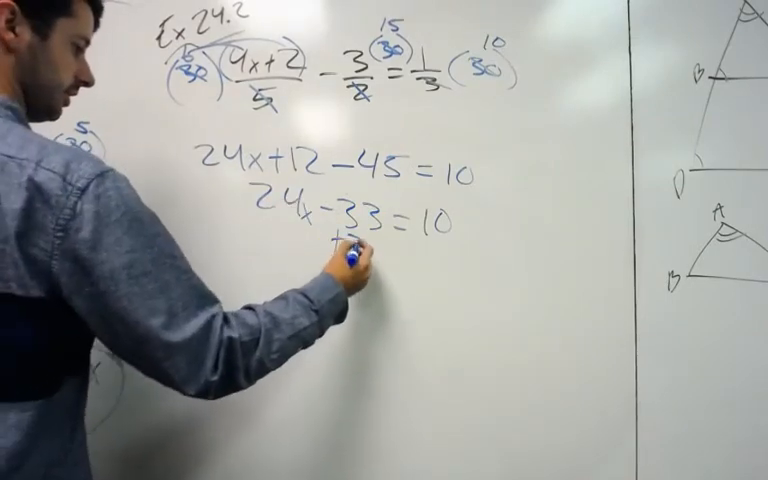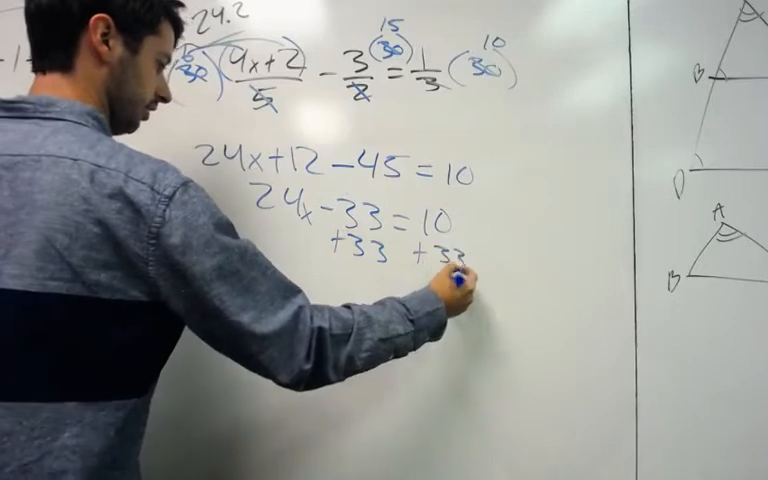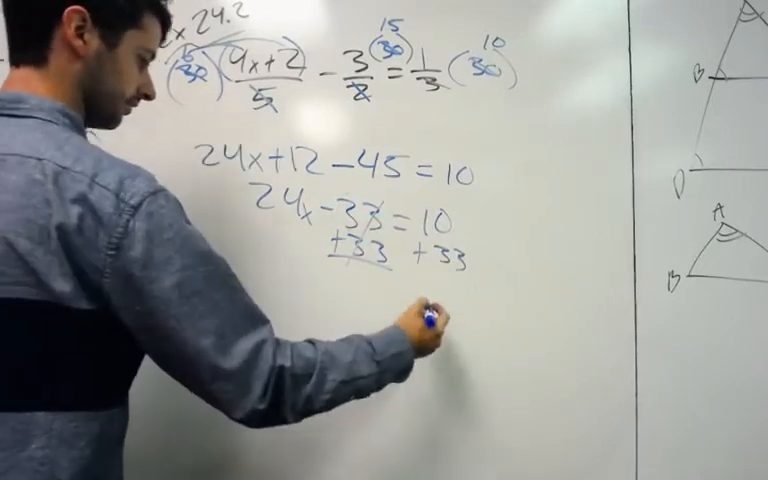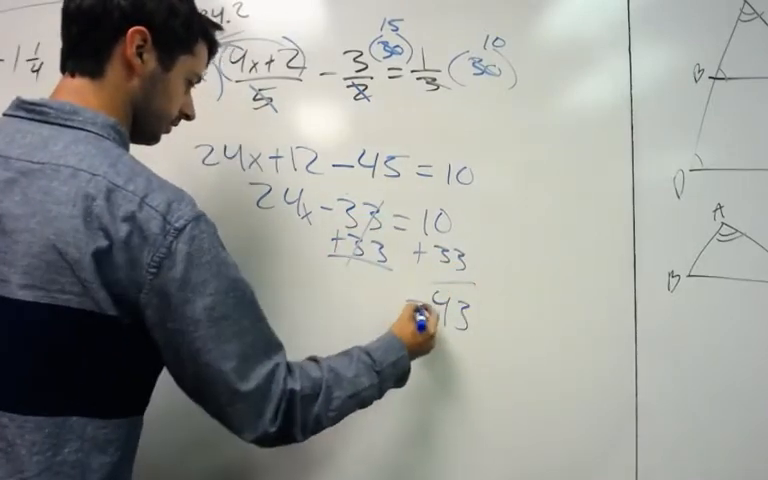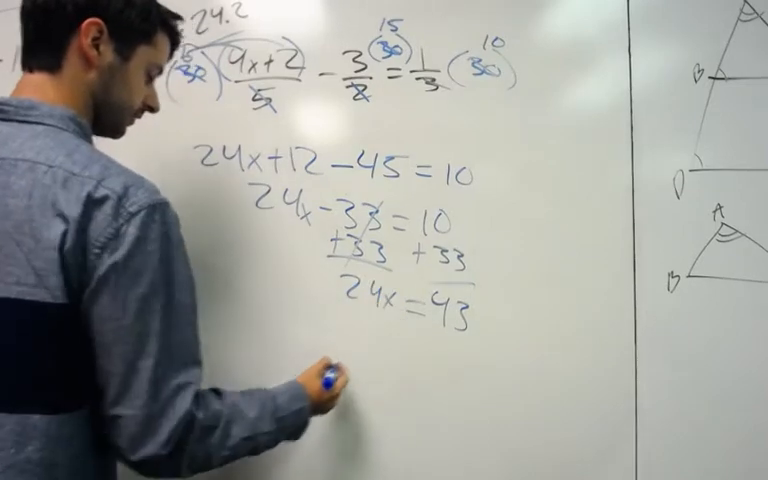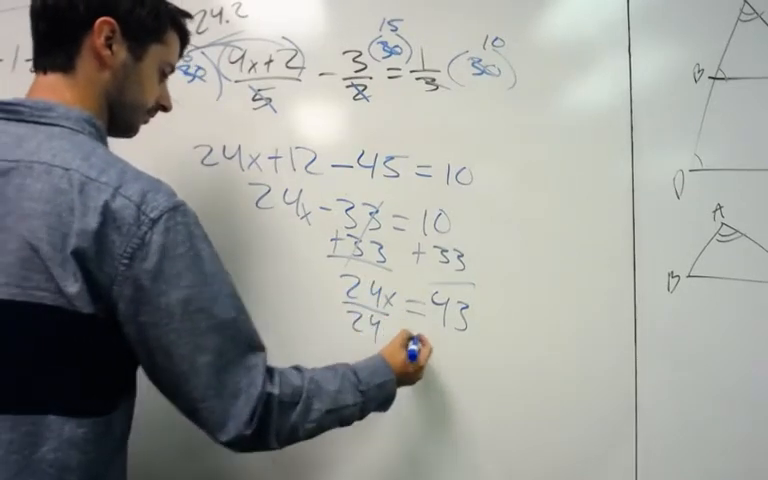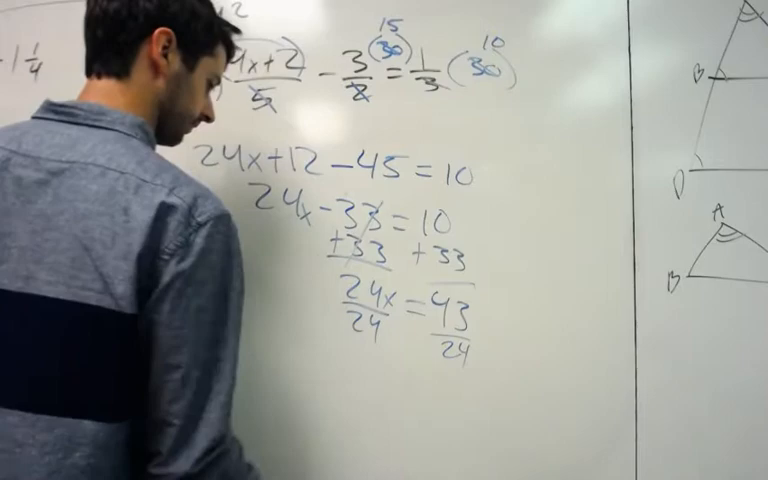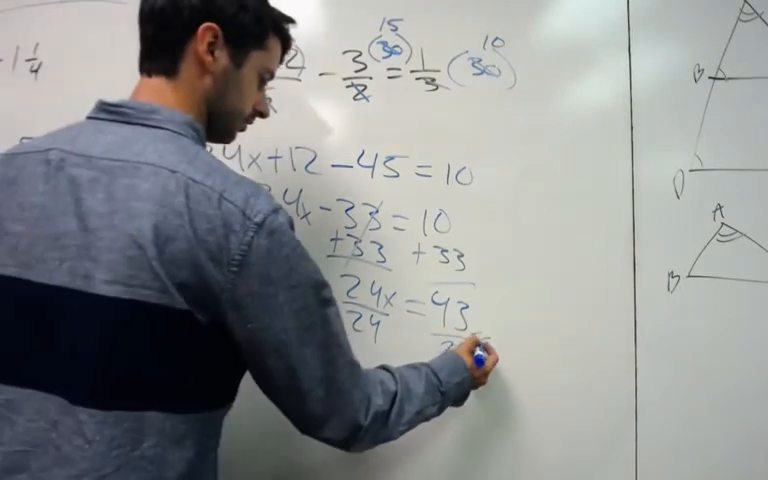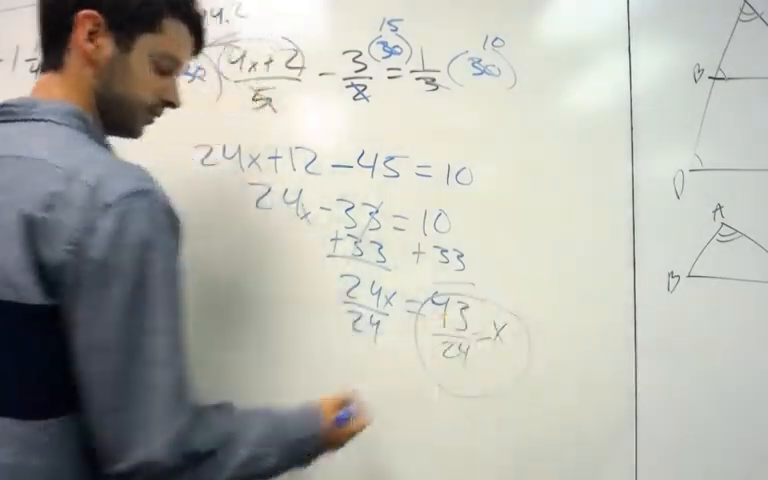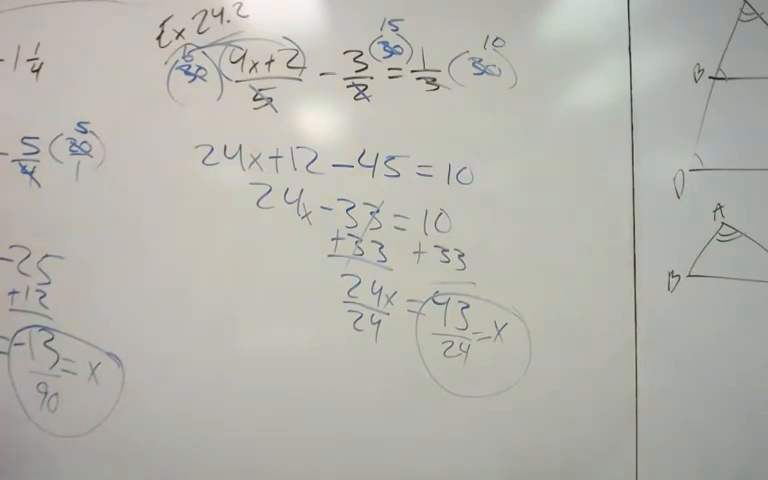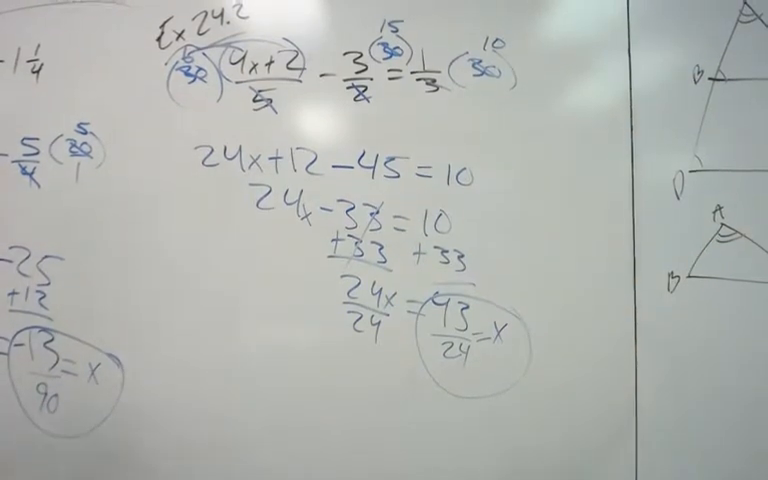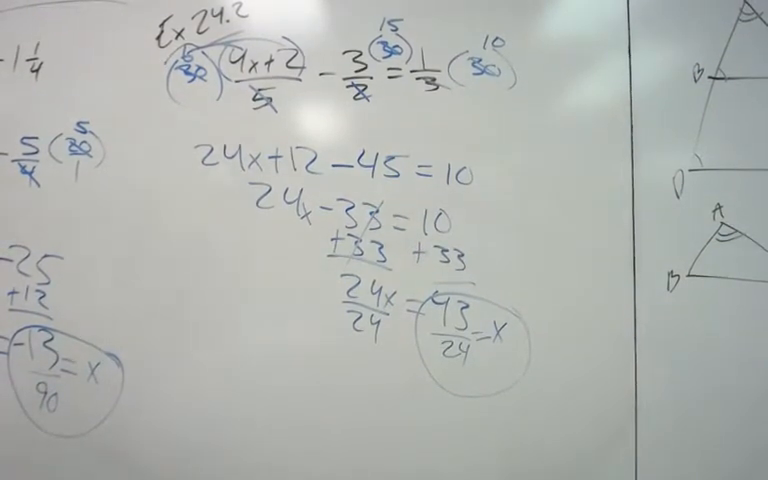Add 33. Getting x by itself, 43 equals 24x. 43 over 24 is your answer for x. And those are fractional equations.